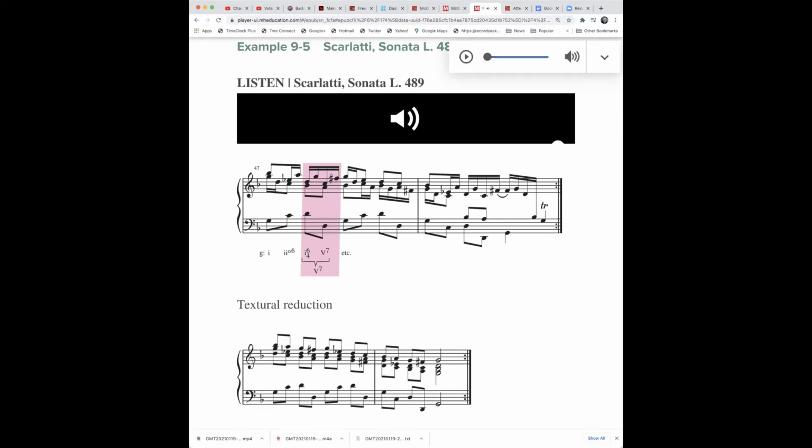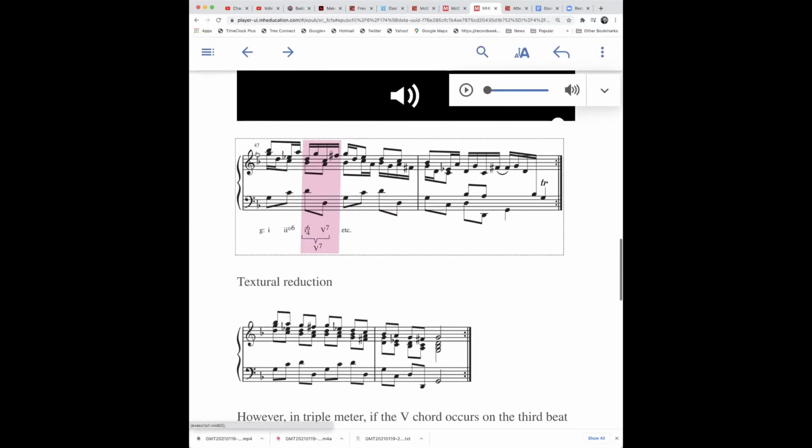Example 9-5. All right. And notice they don't give you the textural reduction, so you've got to play it. It's not as fun because you don't get that trill. You don't. It's not as bouncy either without the 16th notes.